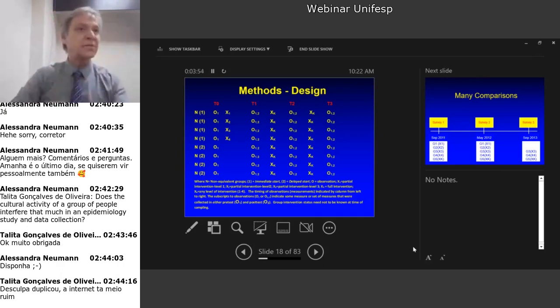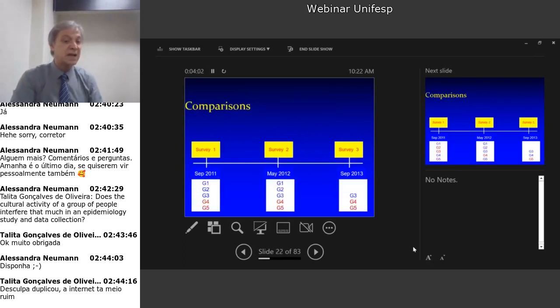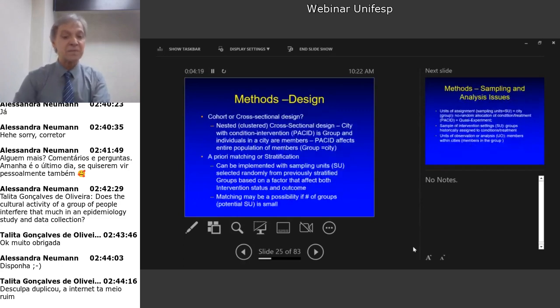I'll copy a little bit of that into the lecture and give it to you, because this is not a lecture, this is a presentation. I'm just skipping stuff. Here's the example of the possible combination of analysis you could do. You see that? So bottom line is natural history of intervention groups, 2 or more baselines, additional follow-up interval, look at either post-test only control group design and pre-test, post-test control group design. So you have all these types of comparison to analyze.